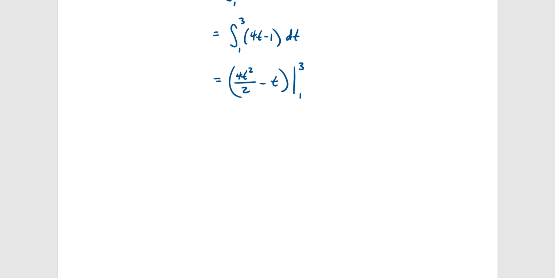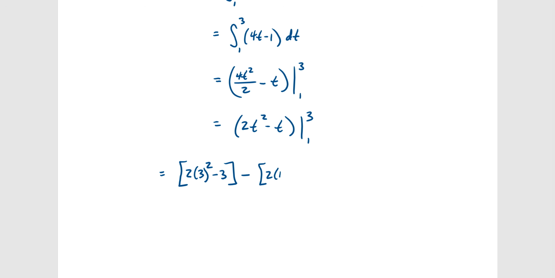So starting with 3, I'm going to use a bracket again. So we plug in the upper bound of 3. Well, let's actually simplify this because we can simplify 4 over 2 is 2. So 2t squared minus t from 1 to 3. And now let's go ahead and plug in our upper bound of 3. That's 2 times 3 squared minus 3, minus 2 times 1 squared minus 1.